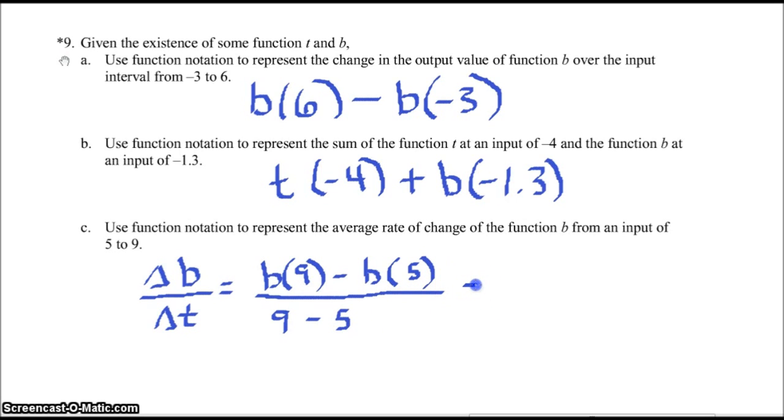So that's it. We can simplify this a little bit. b of 9 minus b of 5 over 4. And that's pretty cool. I just had an insight into calculus that h is always just the change in time. But more on that later.